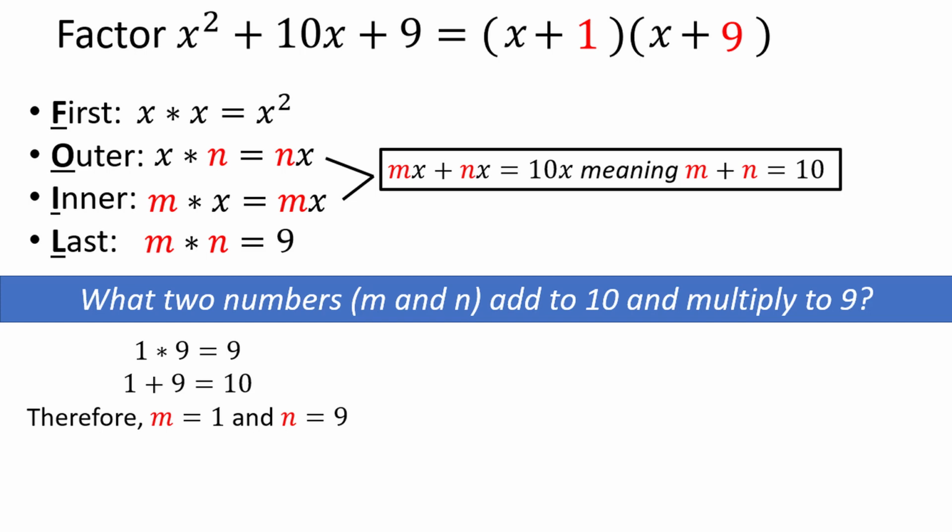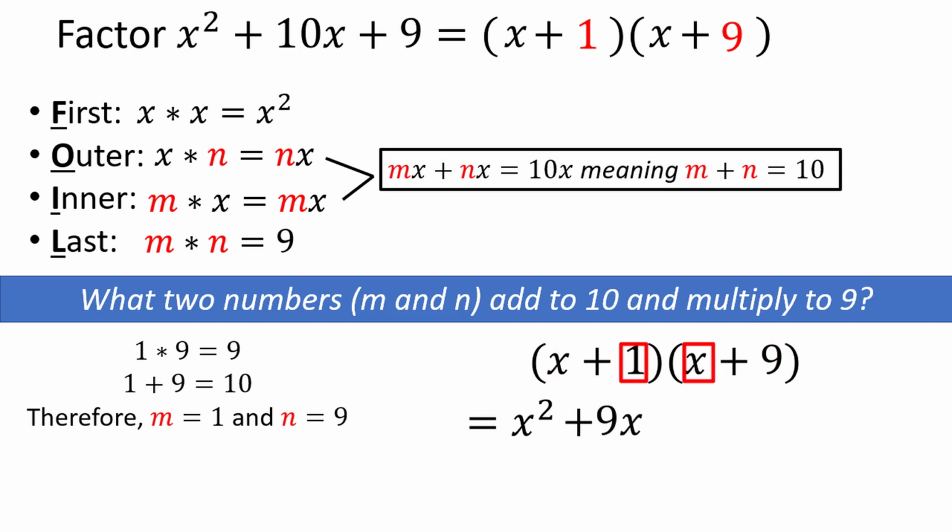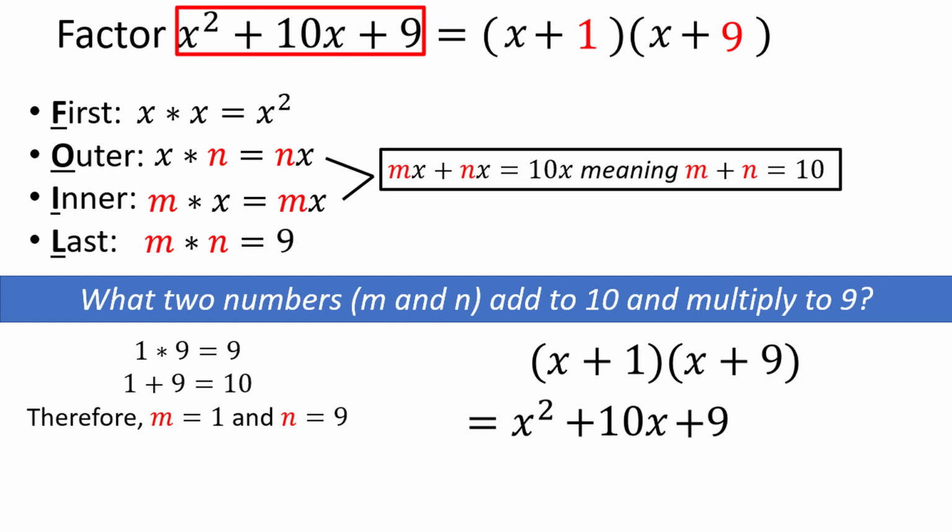If you want to check your work, you can FOIL it out. The F, or first, of FOIL gives us x times x, which is x squared, just like we wanted. The O of FOIL gives us 9x, and the I of FOIL gives us x, which together make 10x when we combine the two middle terms, again, just like we wanted. The L of FOIL gives us 9. This gives us back our original expression, x squared plus 10x plus 9, verifying that our answer is correct.